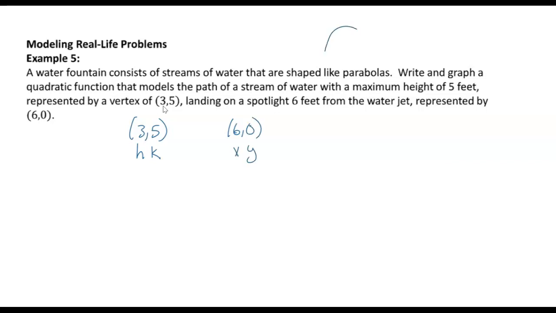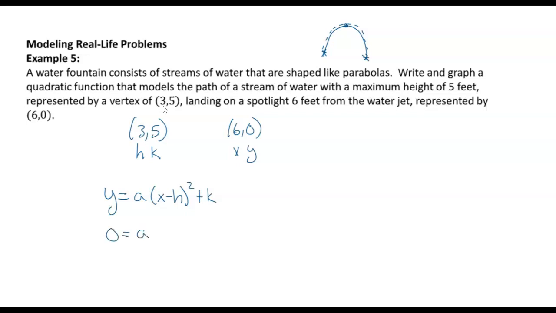Picture a stream of water that starts right here, and then it goes up and over and lands over here. That's what's happening. And then the max height is its vertex. This word problem is exactly like the previous problems we've just done. So we're going to take our vertex and our point, and plug in everything we know.